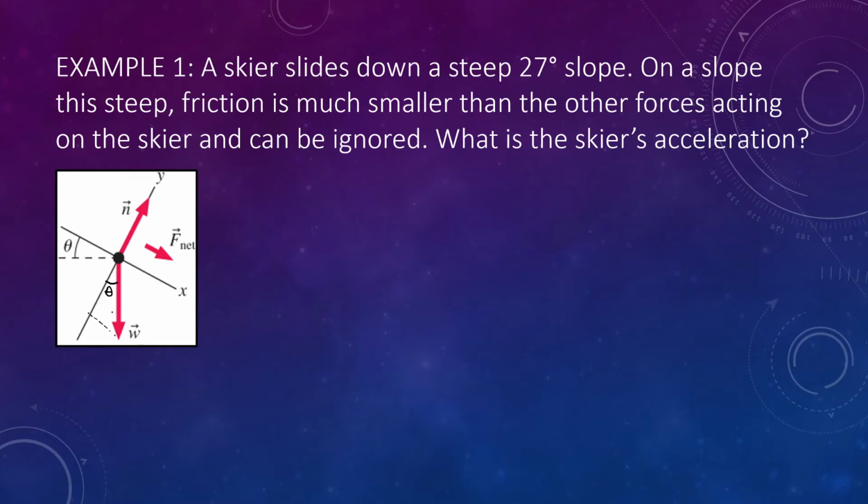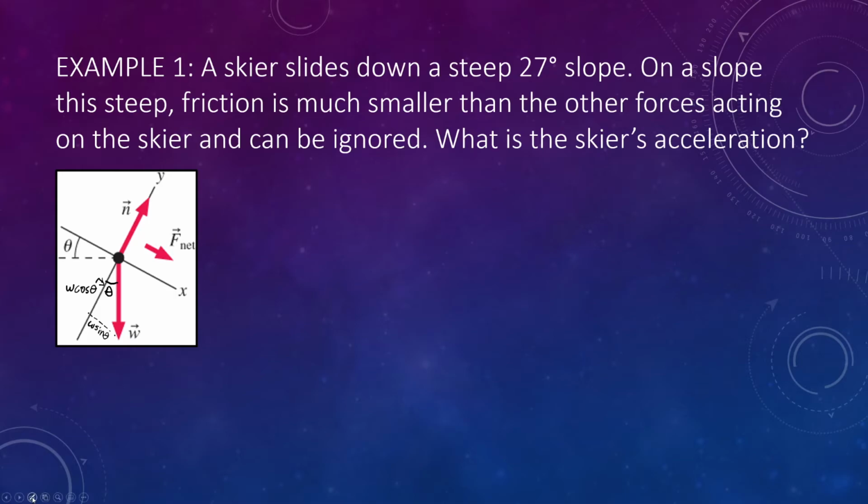Be careful with what you choose for your trig functions. The x direction, or the horizontal direction, is the opposite side of this angle. So the trig function that uses opposite and hypotenuse is sine. So this would be w sine theta in the x direction. Whereas over here, this is the adjacent side along the y-axis, so the trig function that uses adjacent and hypotenuse is cosine. So this would be w cosine theta, right over here.